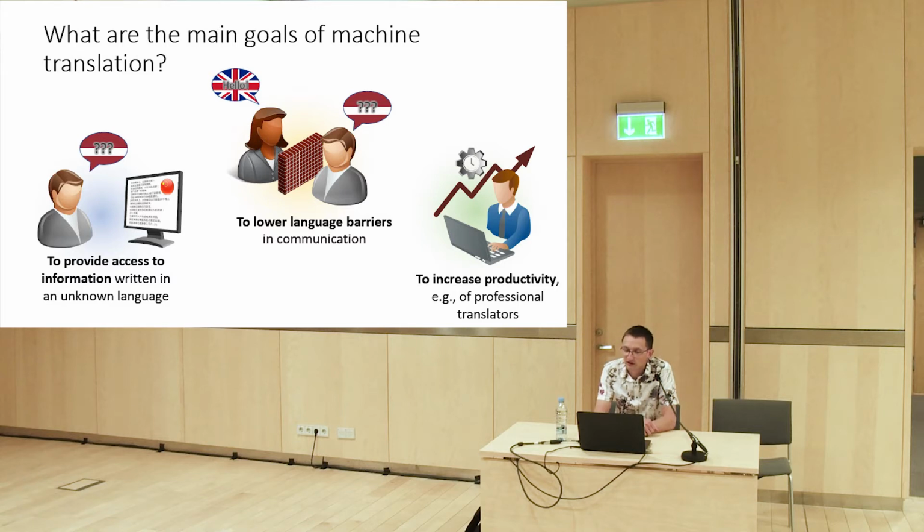The second goal of machine translation is to lower language barriers in communication. Imagine you are traveling abroad, you are in a village somewhere rural, in a country where no one speaks your language and you don't speak their language. It's probably very difficult to communicate if no one knows the languages. You won't also there have a translator by your side probably, but machine translation systems can help solving this issue.